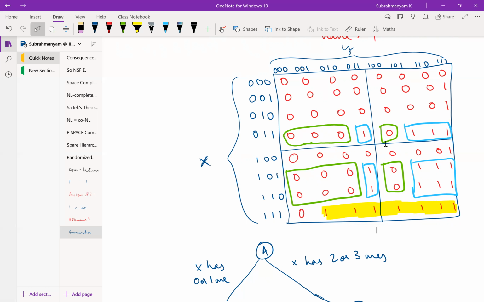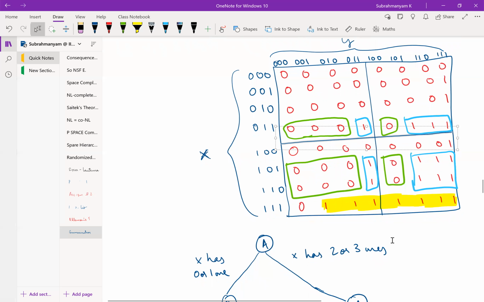Right. So, is this a coincidence that in this case, the blue leaf corresponds to what looks like a rectangle, and this leaf also corresponds to what looks like a rectangle? The answer is no. This is not a coincidence.